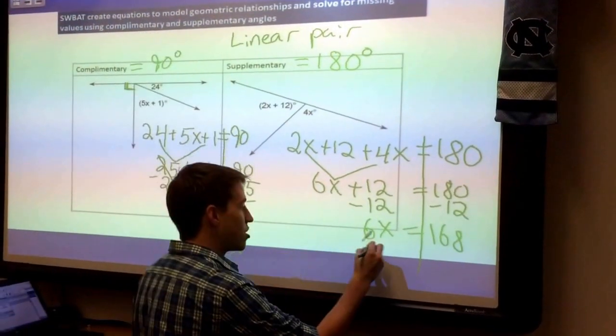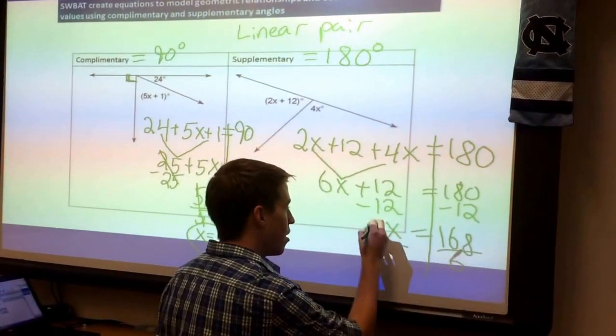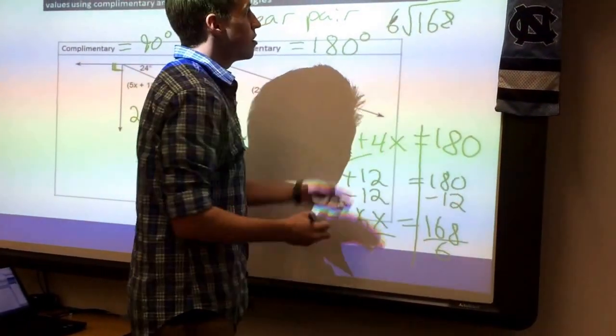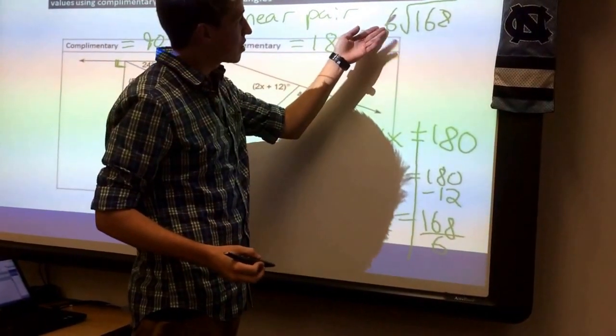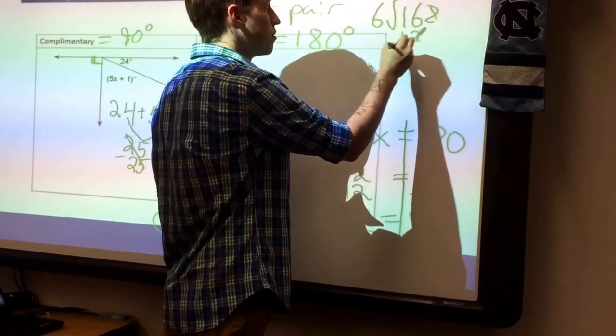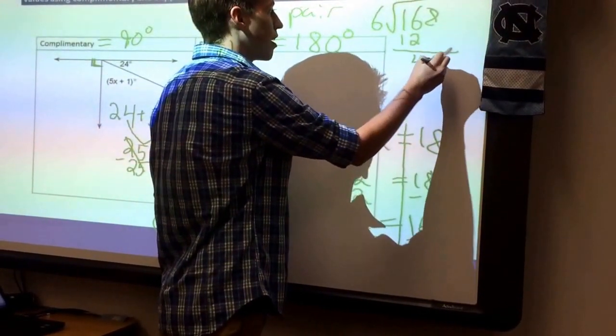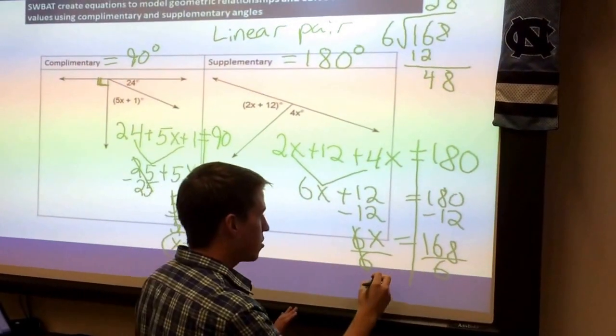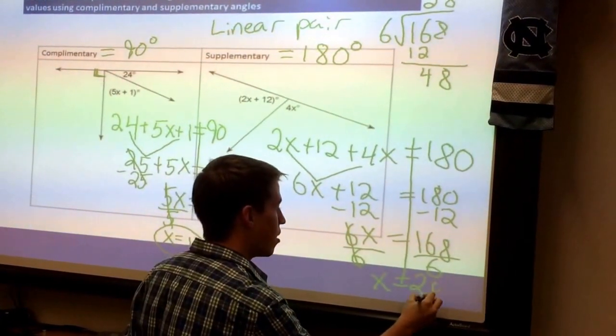We'll need to divide each side by 6. And let me see what that gives us. 6 doesn't go into 1, but 6 goes into 16 2 times. 2 times 6 is 12. Bring that down. 6 goes into 48 8 times. So we have x is equal to 28.